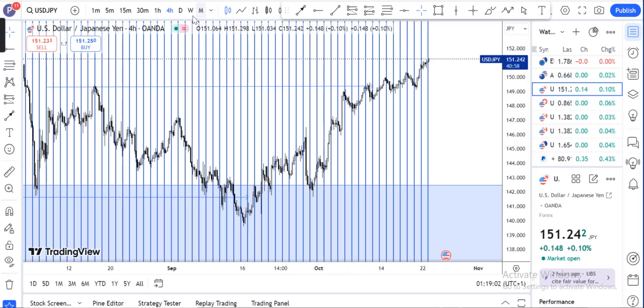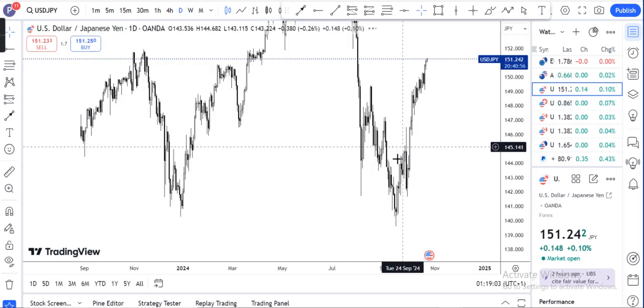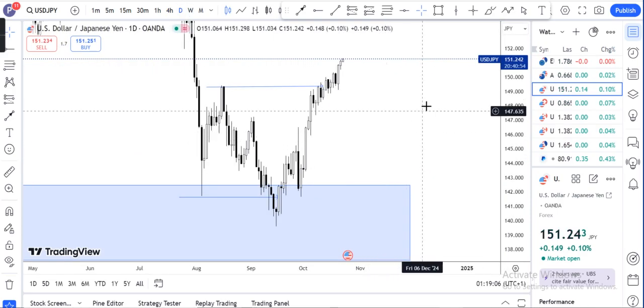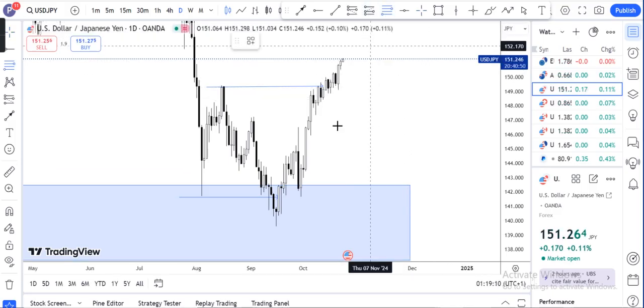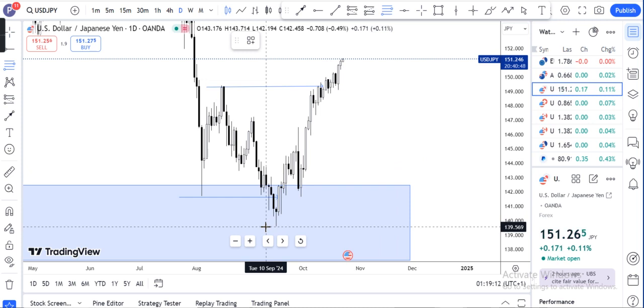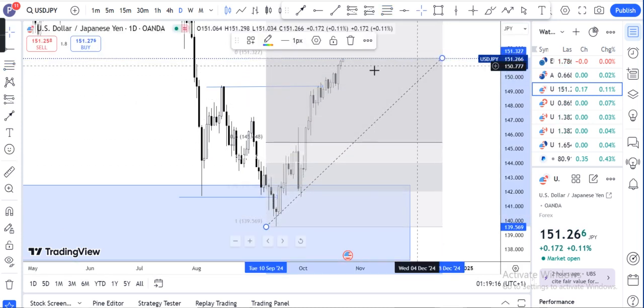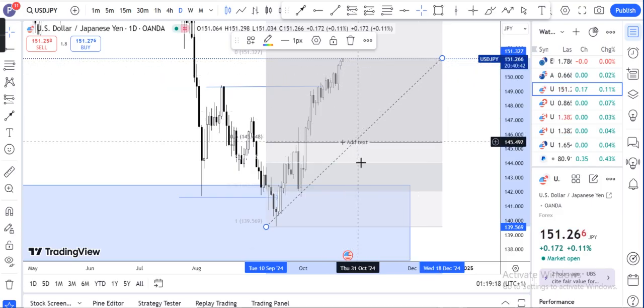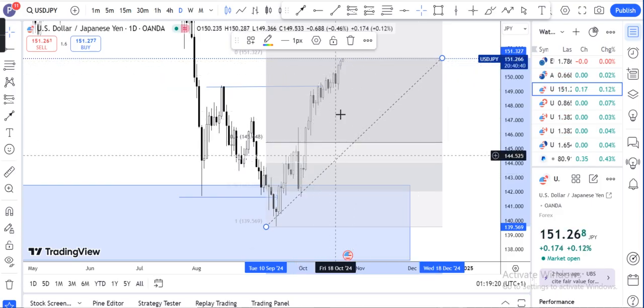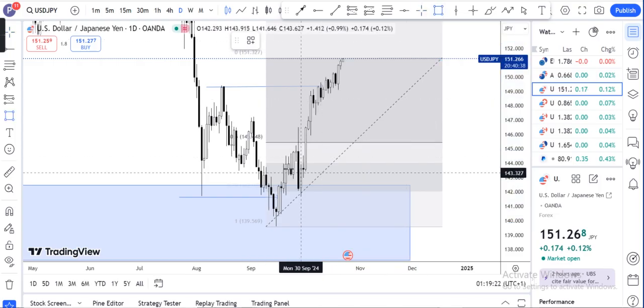So let me go to the daily time frame and show you guys what I'll be looking out for. So I'll clearly be looking out or waiting for market to do this. From any point it creates a new resistance from here, we'll be expecting market to at least drop into this level.